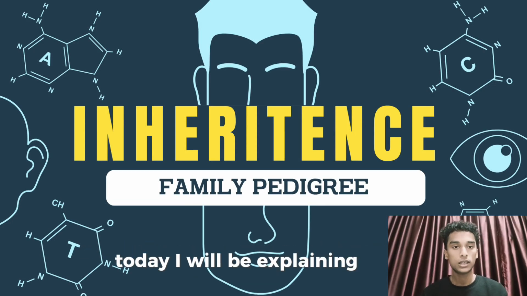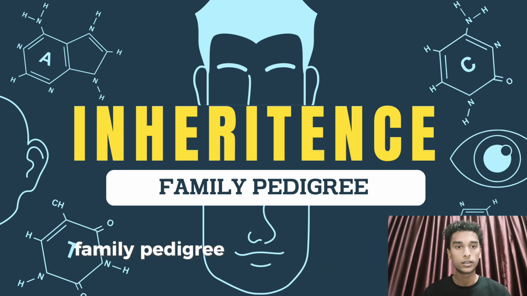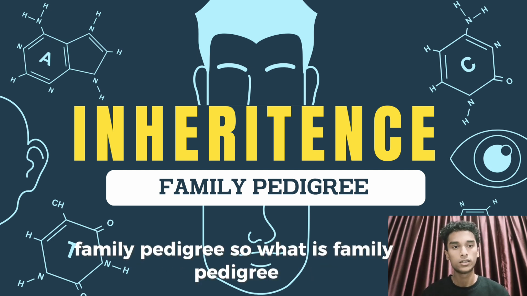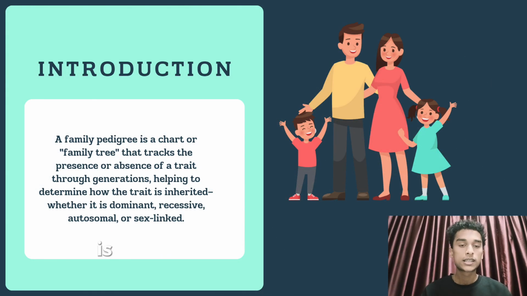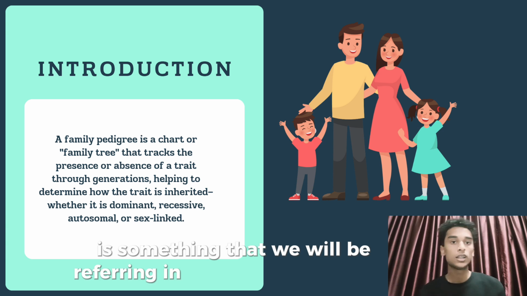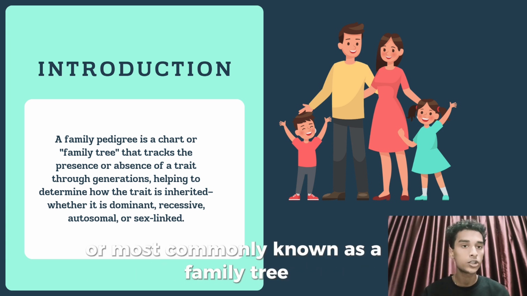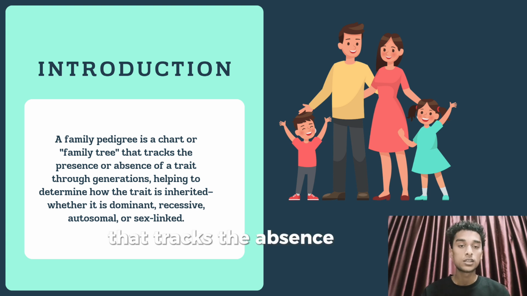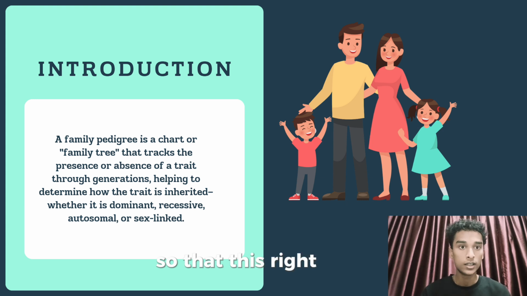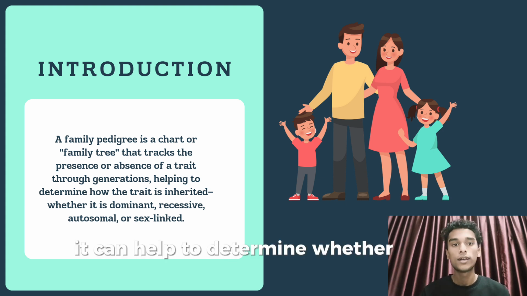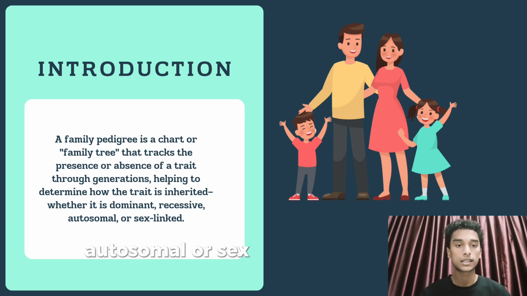Today, I will be explaining something very common in our life: family pedigree. So, what is family pedigree? I'll be explaining it right now. Family pedigree is something that we refer to in a chart or flow chart, most commonly known as a family tree, that tracks the absence or presence of a trait through generations. It can help to determine whether it is dominant, recessive, autosomal, or sex-linked.